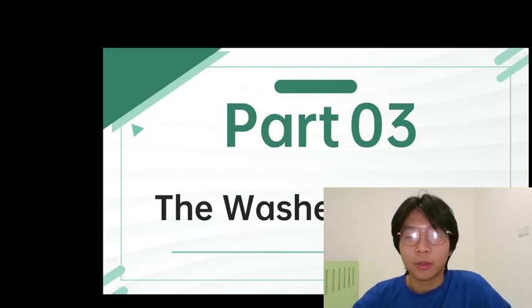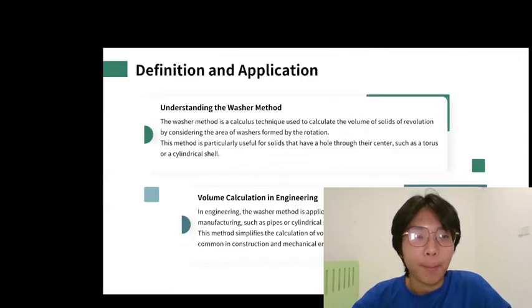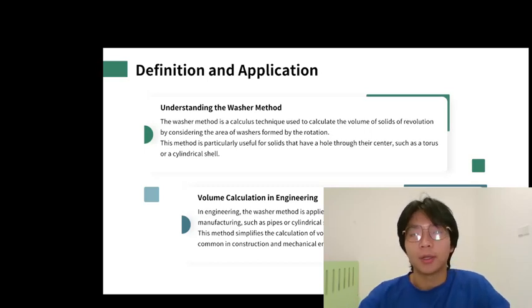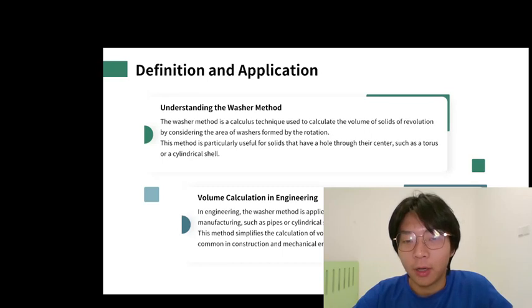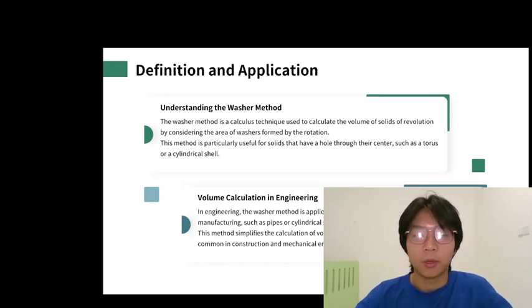And about the washer method, let's first understand what the washer method is. The washer method is a calculus technique used to calculate the volume of solids of revolution by considering the area of washers formed by the rotation. This method is particularly useful for solids that have a hole through their center, such as a torus or a cylindrical shape.